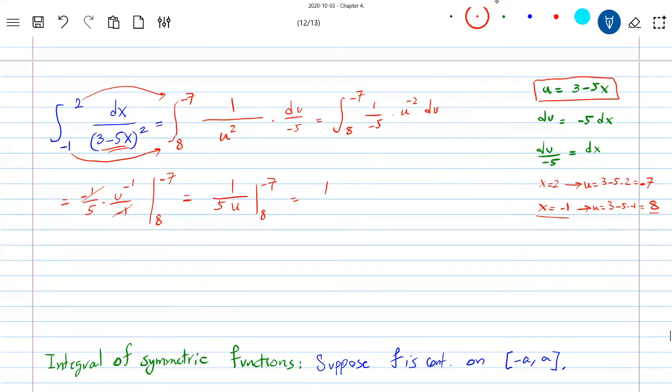That is 1 over 5 times negative 7 minus 1 over 5 times 8. And that is negative 1 divided by 35 minus 1 divided by 40. Whatever this number is, you can do common denominator and add them up. I don't really care at this point. This is just a constant.